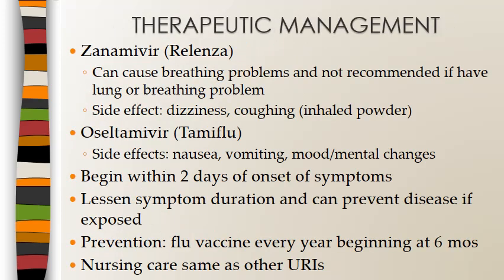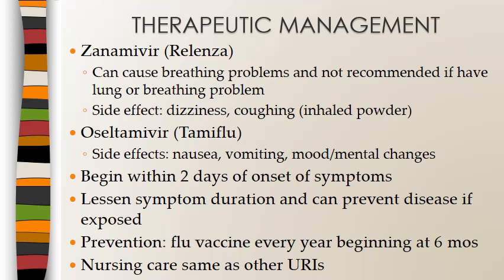So there's different therapeutic managements. We can give them medications such as Tamiflu and Relenza that can decrease the symptoms and the duration of the symptoms, and we can sometimes prevent the disease in some people if we know they have been exposed. So Tamiflu is preferred over Relenza because Relenza can cause breathing problems and is not recommended for children who do. So oftentimes children receive Tamiflu. However, this does have side effects also. The side effects are nausea, vomiting, and mood and mental changes.